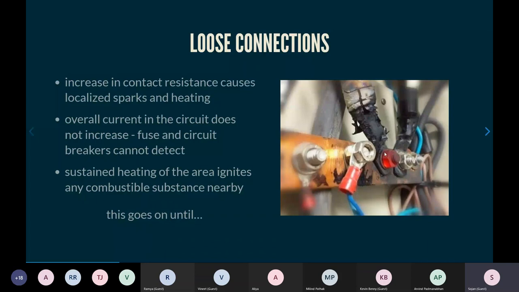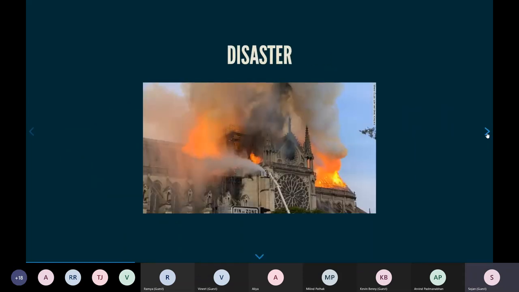You see this nut glowing red hot because of the loose connection. So you can imagine the temperature it is at. Of course, this goes on until something gives, and you have disaster. There are so many examples, and this has even happened in my home many years back when I had a loose connection in my motor wiring, and there was a fire in my garage. Thankfully, it was detected and fixed pretty quickly.